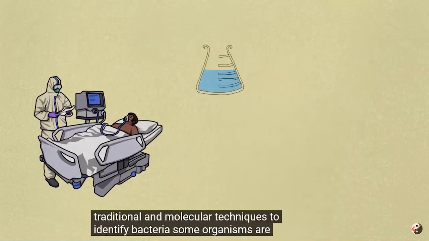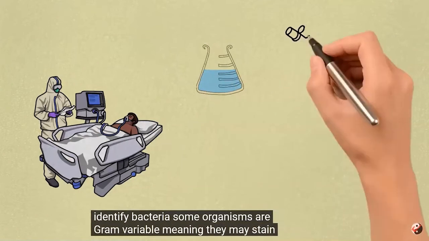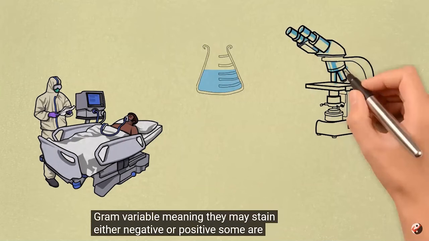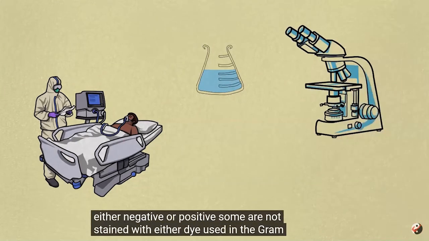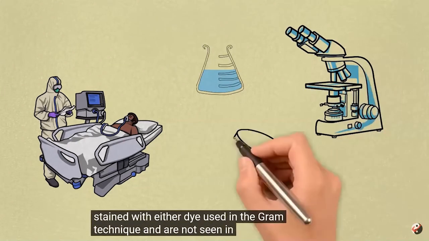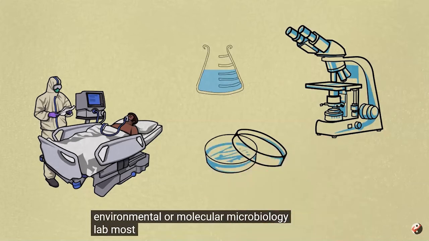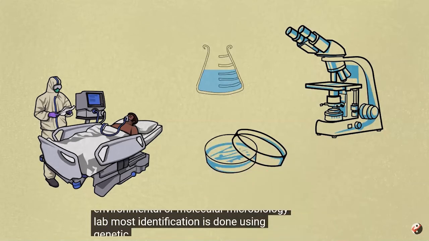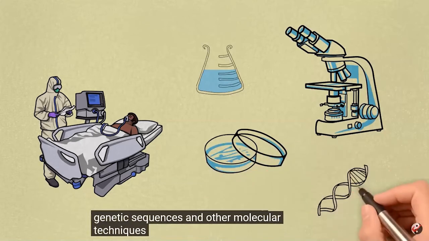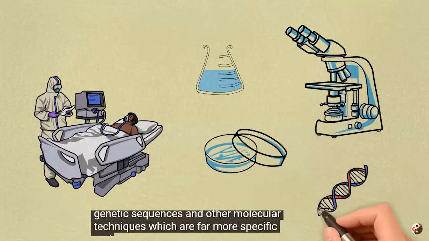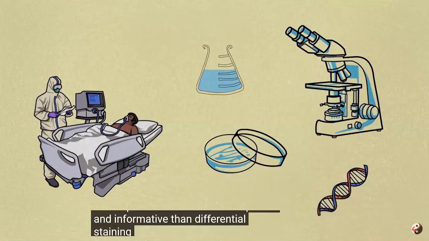Some organisms are Gram-variable, meaning they may stain either negative or positive. Some are not stained with either dye used in the Gram technique and are not seen. In a modern environmental or molecular microbiology lab, most identification is done using genetic sequences and other molecular techniques, which are far more specific and informative than differential staining.